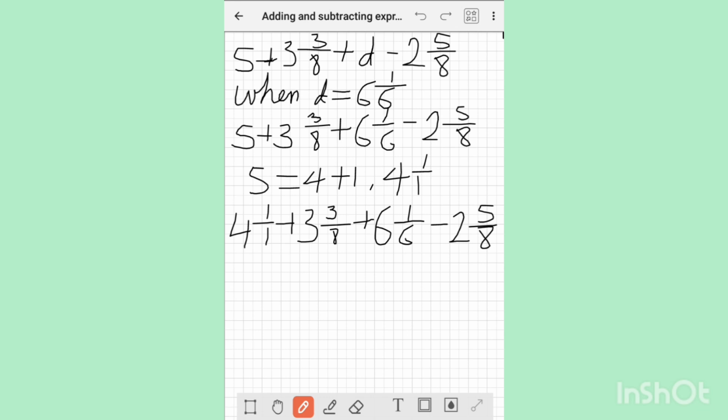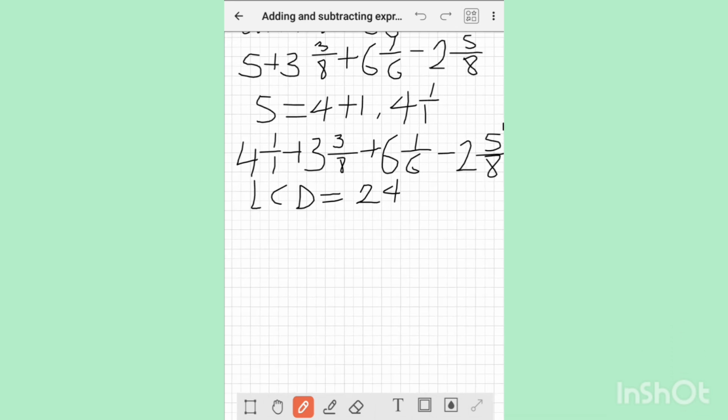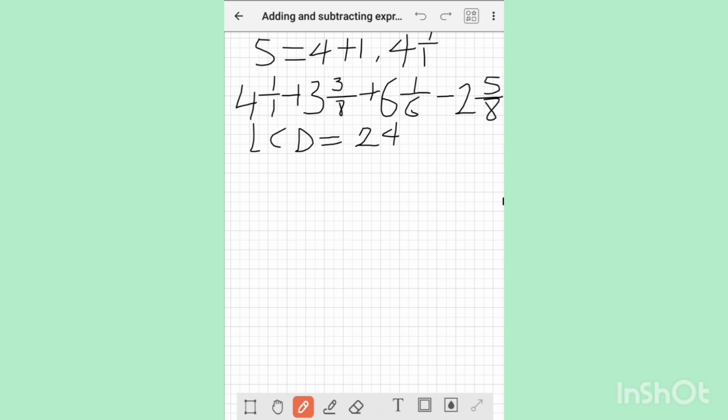So this is the expression I have here, a set of 4 fractions that involve addition and subtraction operations. As you can see, they do not have the same denominator, so the least common denominator, the LCD, is 24. So I'll be expressing each of the fractions as an equivalent fraction with 24 as the least common denominator.